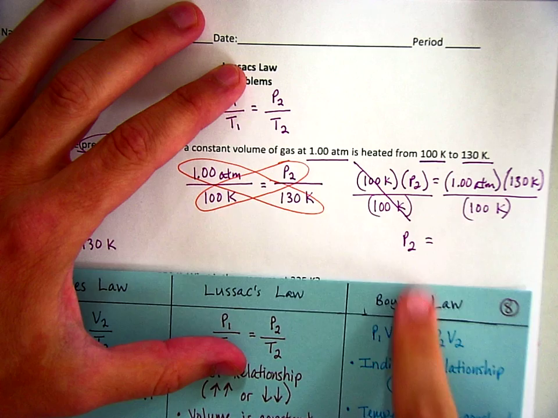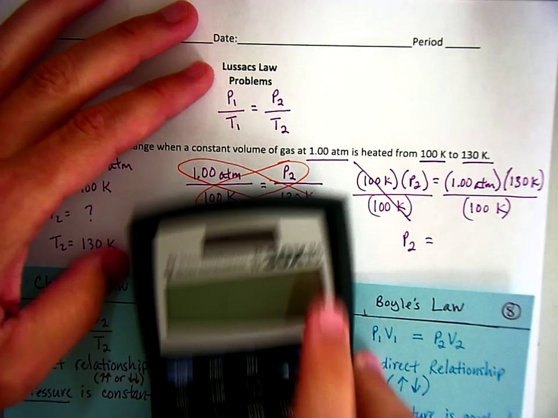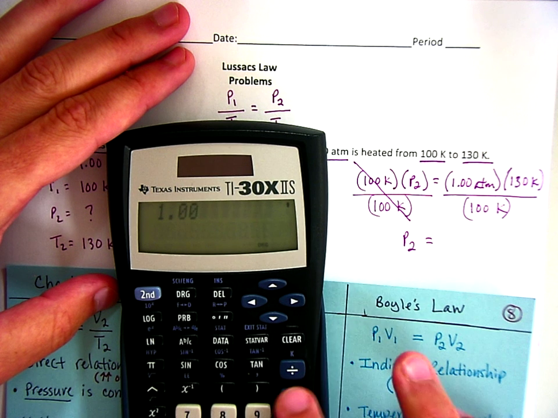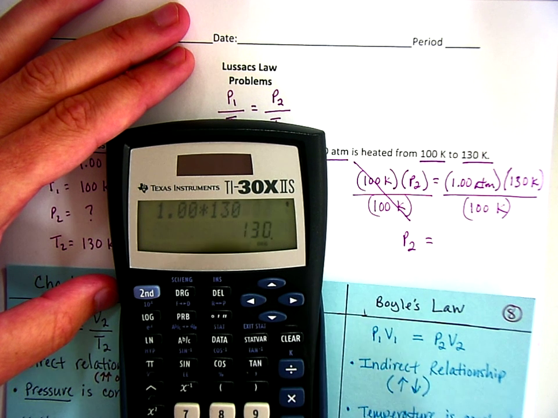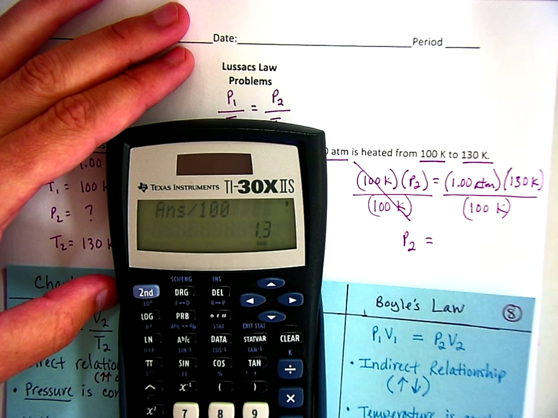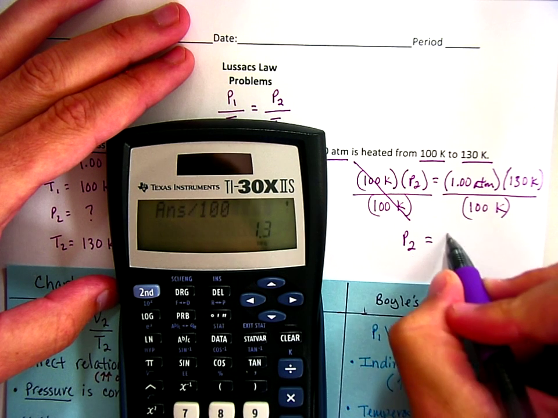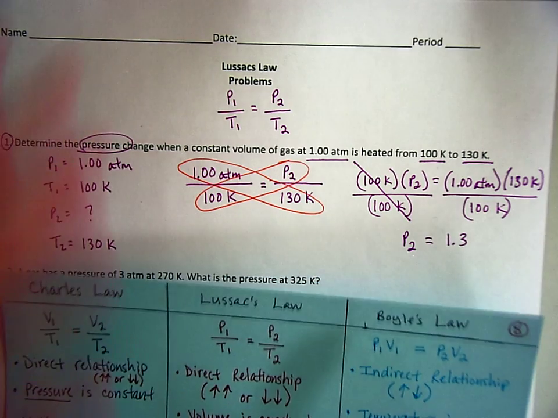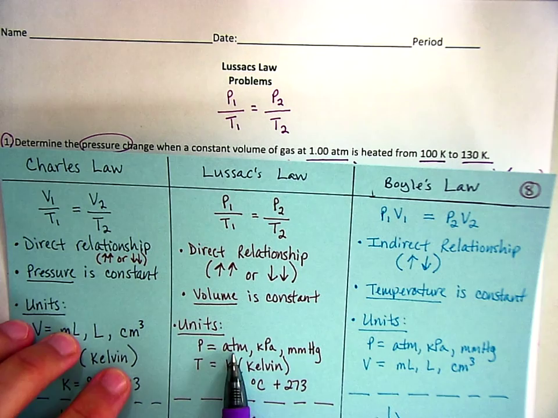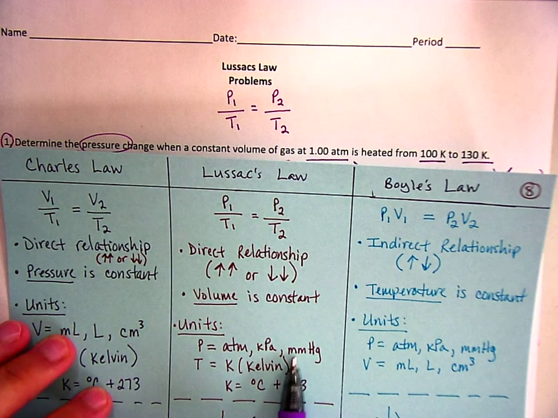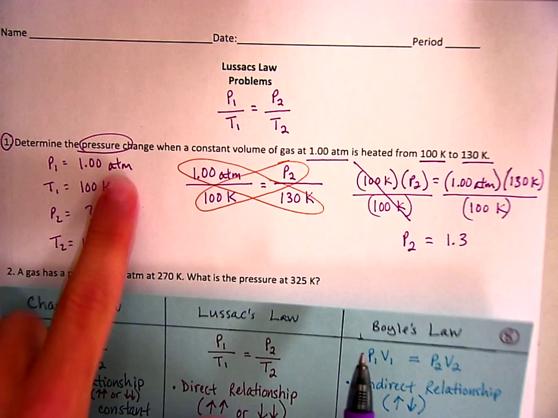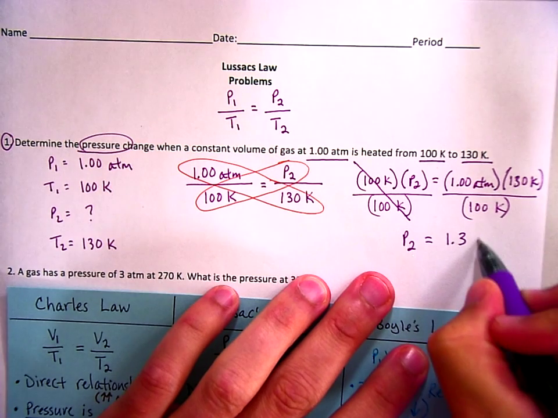So now what we're going to do is multiply these numbers. We're going to take the numerators, the top numbers. We're going to multiply 1.00 times 130. Then we're going to divide it by 100, and we got 1.3. So your answer is 1.3. And since it's a pressure, looking at our units, it is either atmospheres, kPa, or millimeters of mercury. Now we can't randomly pick them. We have to use the unit that was assigned to us in the prompt, which was atmospheres. So it's 1.3 atmospheres, or ATM.